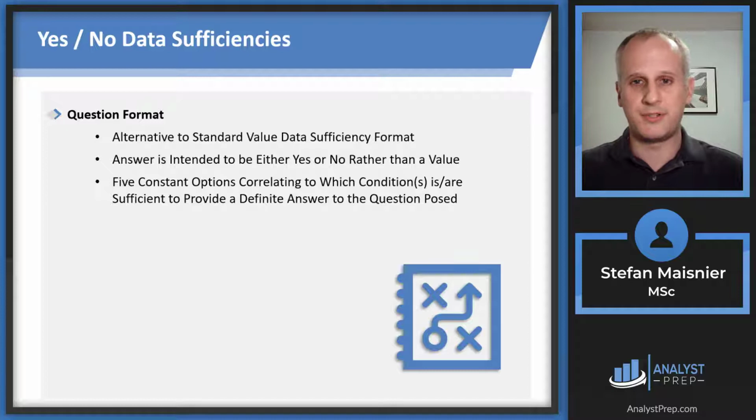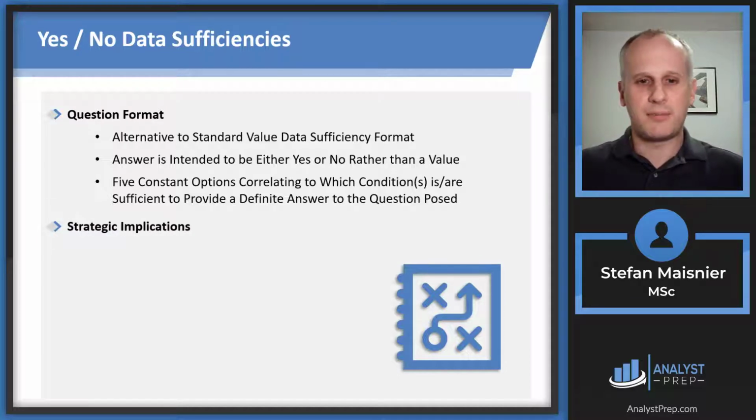And those options, of course, are A means that statement 1 alone is sufficient. B means that statement 2 alone is sufficient. C means that the statements alone are not sufficient, but together they are. D means that each statement alone is sufficient. And E means that neither alone nor together are the statements sufficient.